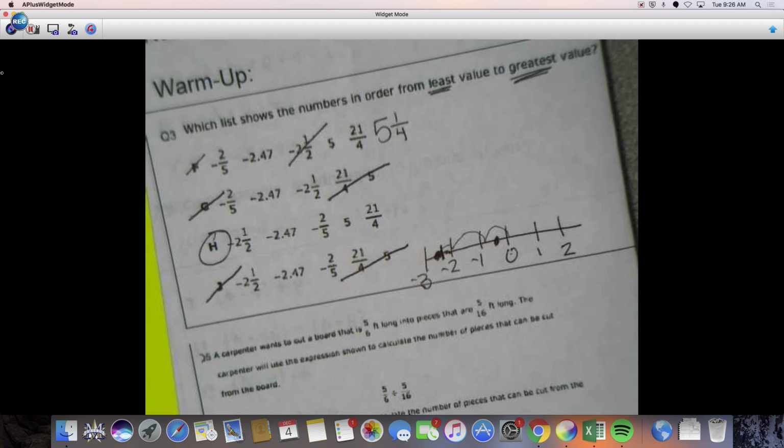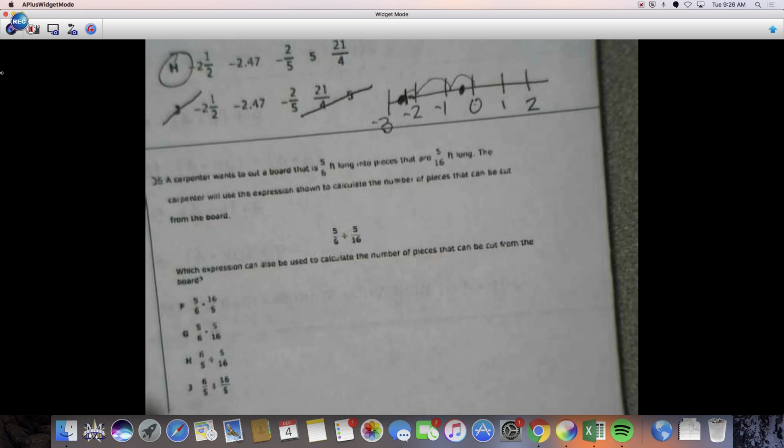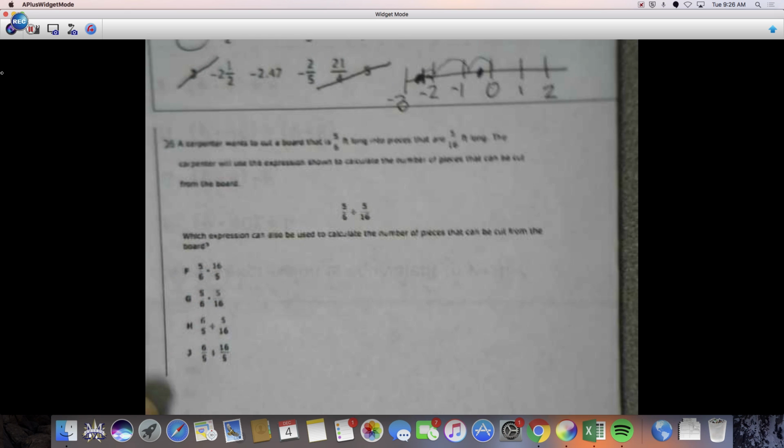Now I want you to look at number 5 down here.